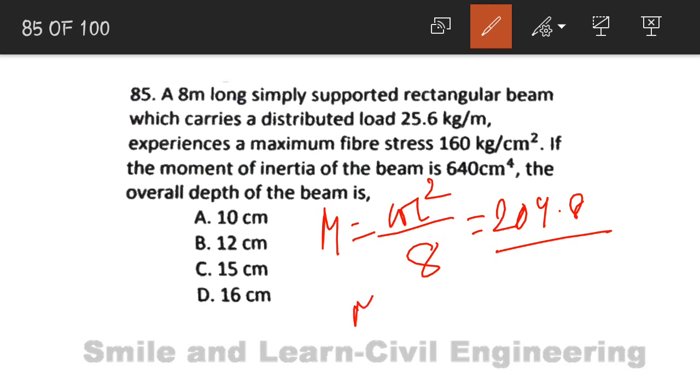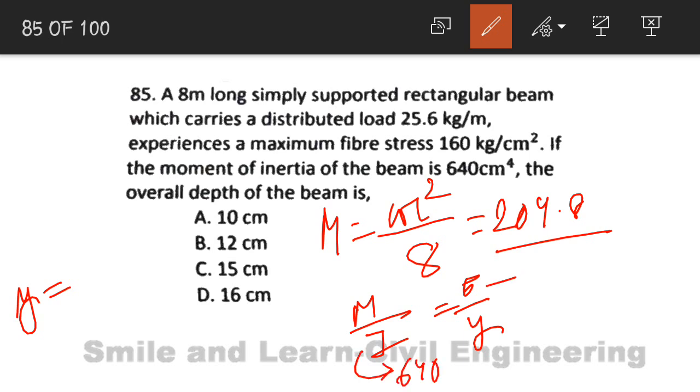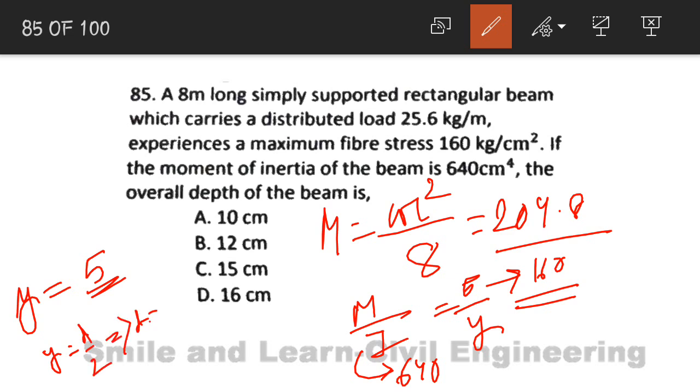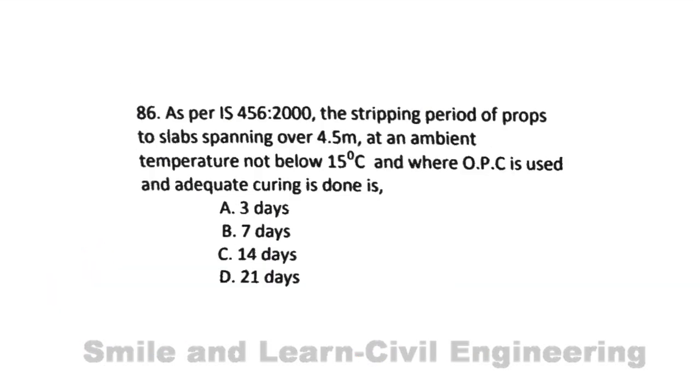Next we will put M by I equal to sigma by y, and you need to calculate the y. I is given 640, sigma is given 160, so y will be equal to 5. And we all know y equal to d by 2. Therefore d will be equal to 10, right? But we have to add the cover, and cover is 2.5 centimeter for beam. So correct answer will be 12.5, but here not given in option, we will take 12 as the correct answer, option B.